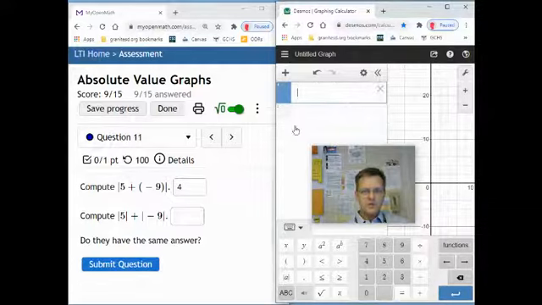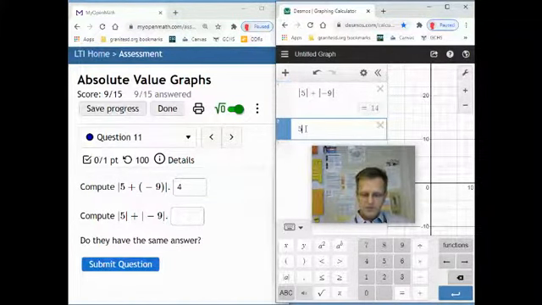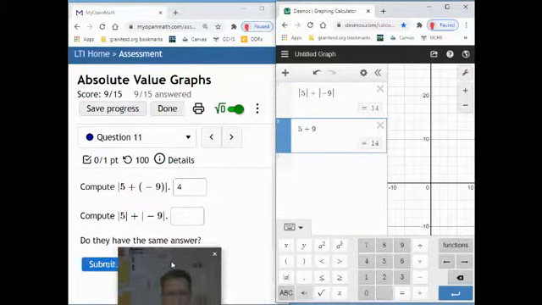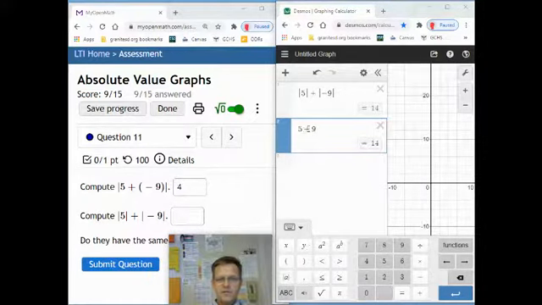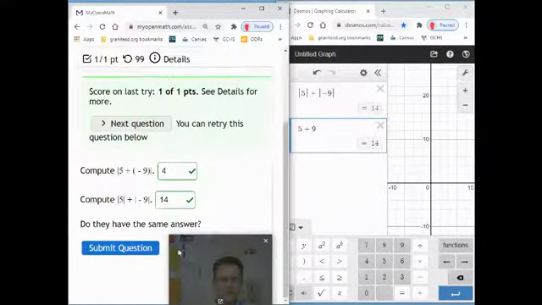How about the next one? You do absolute value of 5. Well, you know that that's just going to be 5. And then plus the absolute value of negative 9. Well, you know that's going to be 9. So this is really just 5 plus 9, isn't it? Sorry, my picture's in the way. 5 plus 9, it's the same. So this one's going to be 14.